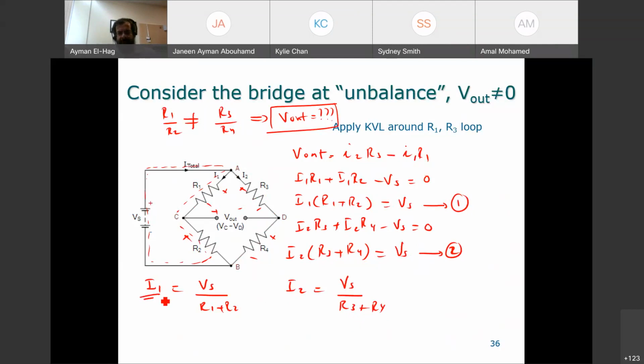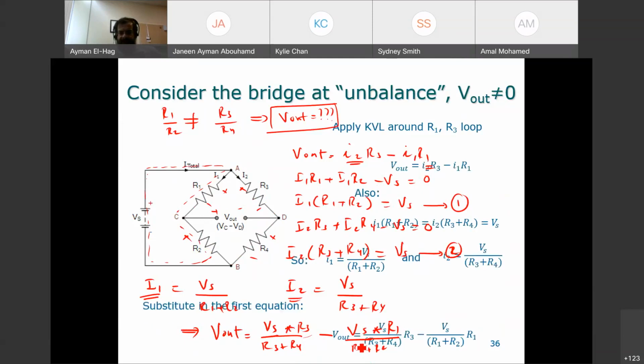So I have now a formula for I1 and I2. I will take this and substitute it here. So from this, your V out is equal to I2 times R3, which is Vs divided by (R3 plus R4) times R3, minus I1, which is Vs over (R1 plus R2), times R1. So now we just need to add these two terms together. We need to multiply (R3 plus R4) times (R1 plus R2) to unify the denominator, and then do the addition of this.